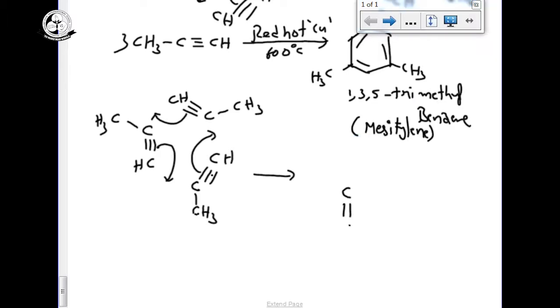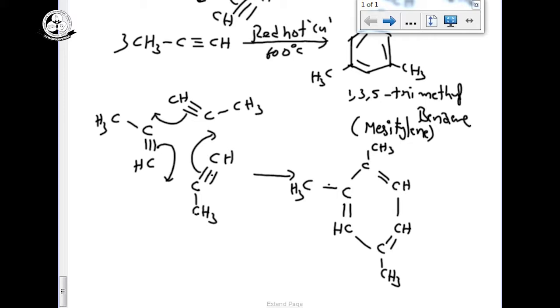Carefully observe and write. Triple bond becomes double bond. Now it becomes CH. There is a new bond formed. Here there is CH3. C CH3 triple bond becomes double bond CH. New bond is formed. Here there is CH single bond C CH3. Triple bond is broken into double bond CH. Now this is trimethyl benzene, or mesitylene. Its name is called mesitylene.